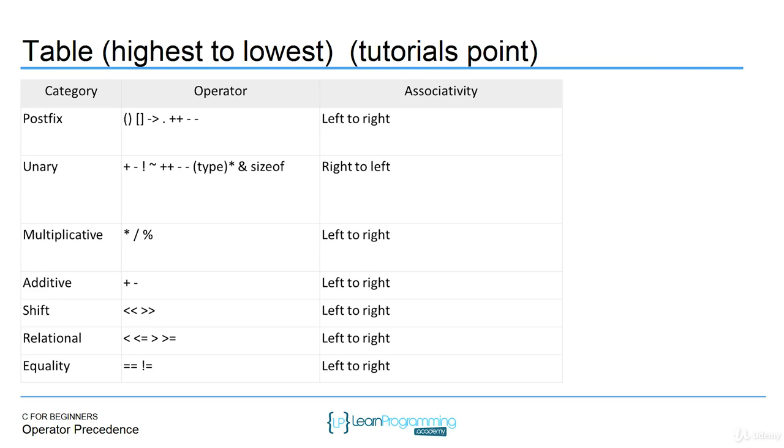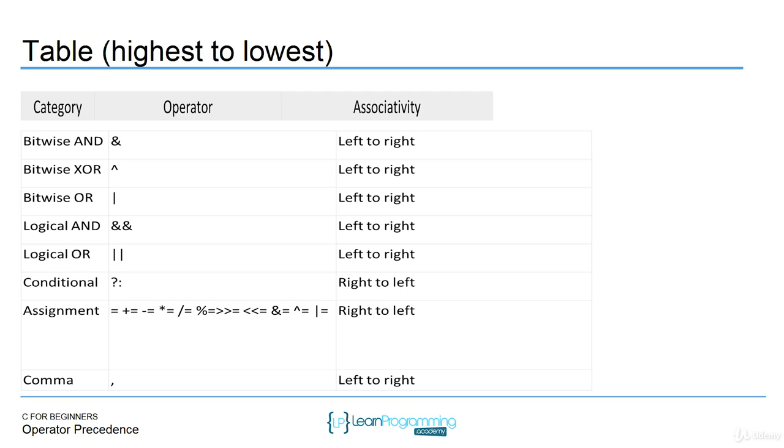You only have the associativity of right to left for the unary operators. So the bitwise operators follow towards the bottom, all left to right. Conditional ternary operators, right to left. Assignment operators are always at the bottom. That's always evaluated last. And if there are multiple equals or other assignment operators, you evaluate right to left. And then comma is also referred to as an operator. That's left to right.